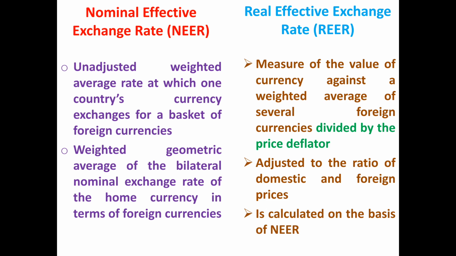Now we have two types of effective exchange rate. One, nominal effective exchange rate, which is an unadjusted weighted average of one currency with respect to a basket of currencies. Unadjusted means we are not considering the price movement. It's a weighted geometric average of nominal exchange rate of home currency in terms of a number of foreign currencies.